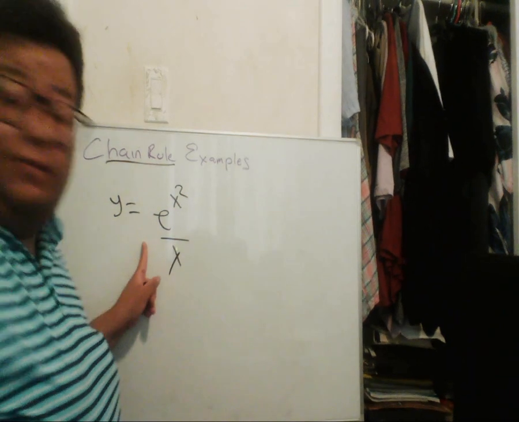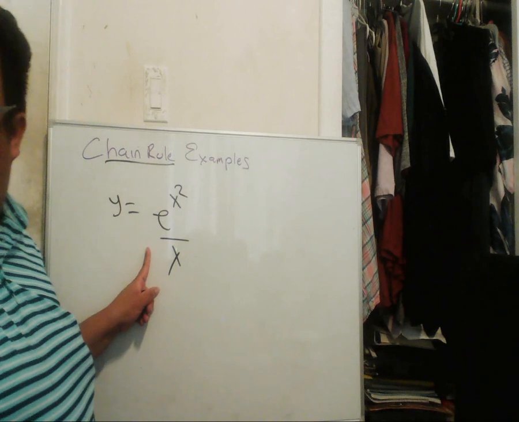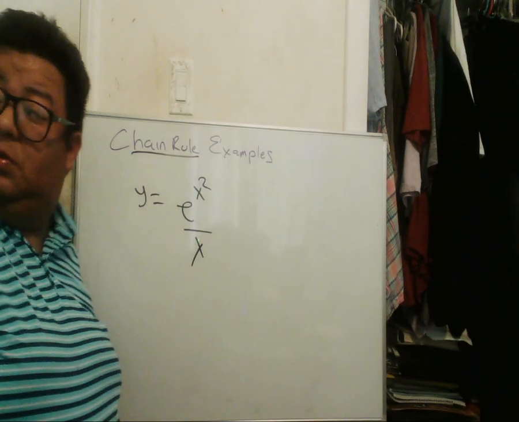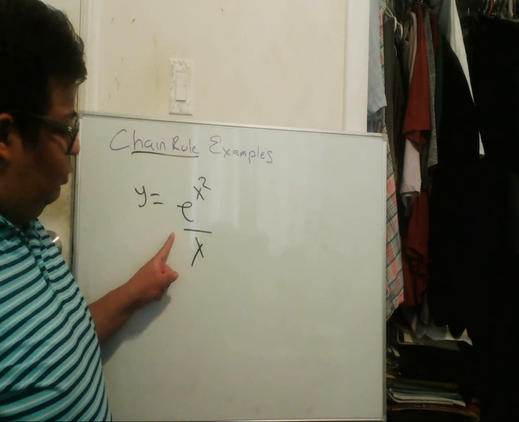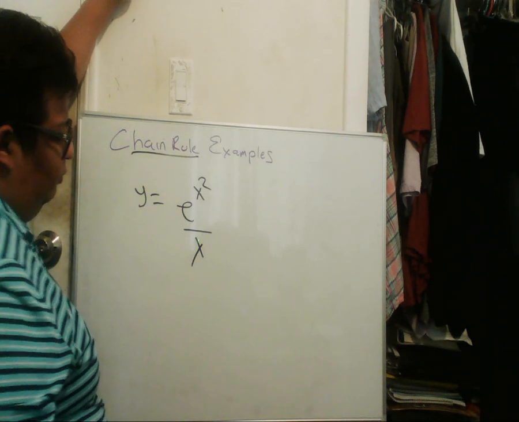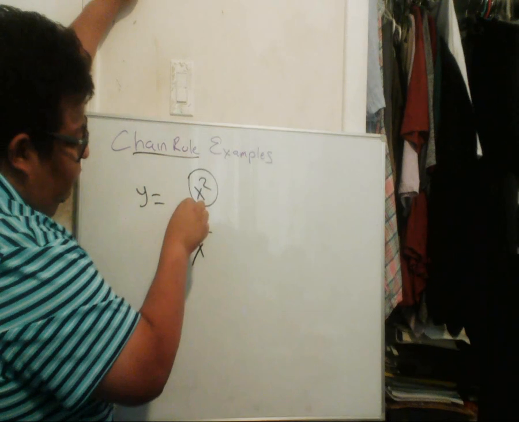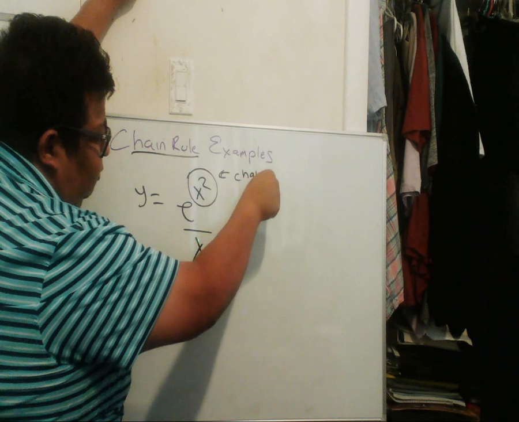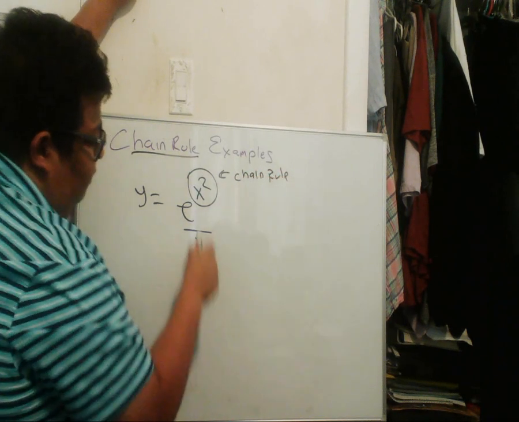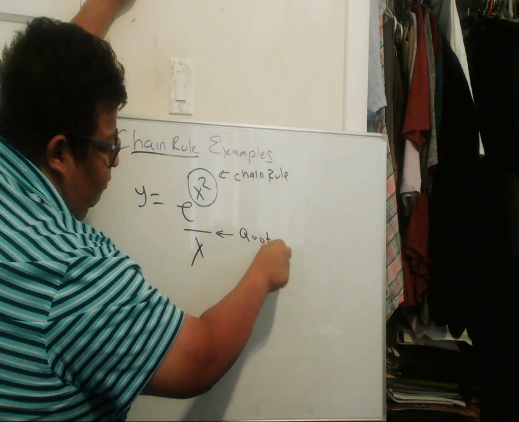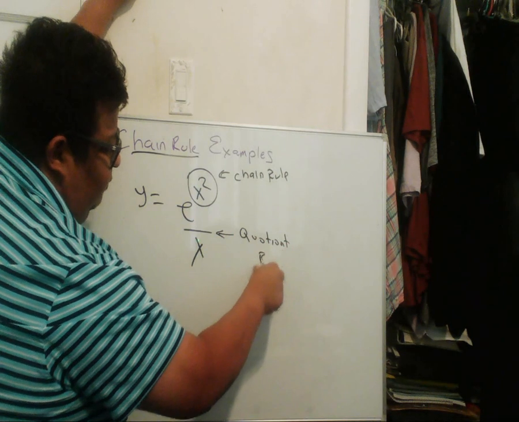Notice we have a quotient. What that tells you is that we need to use the quotient rule if we want to make it easy. But we have an inside function for the top part, so that means we need to use the chain rule. So here we're going to use the chain rule, and because of the quotient, we're going to use the quotient rule for derivatives.